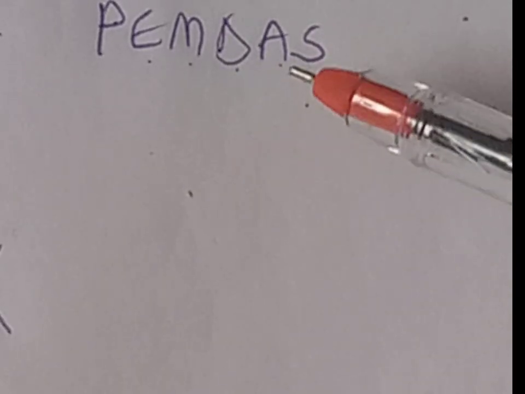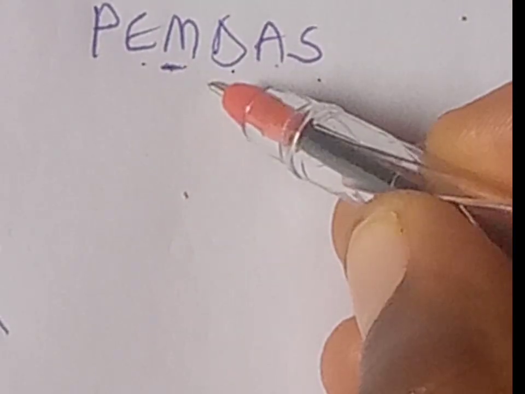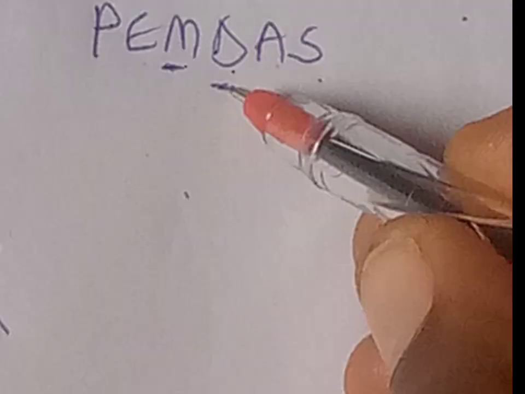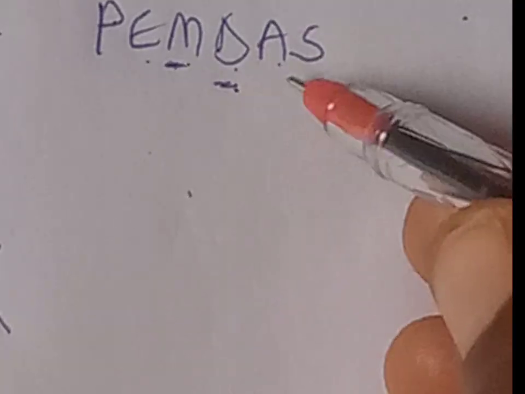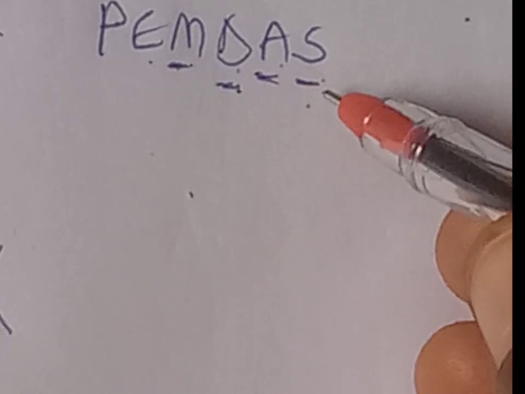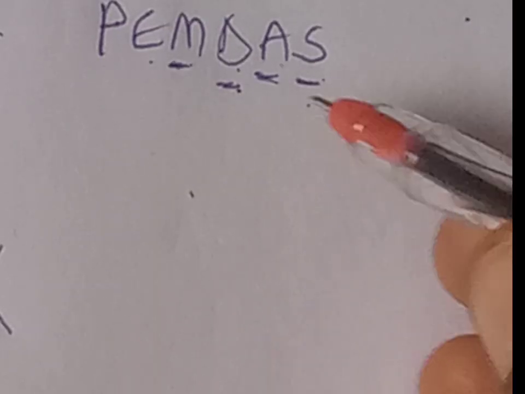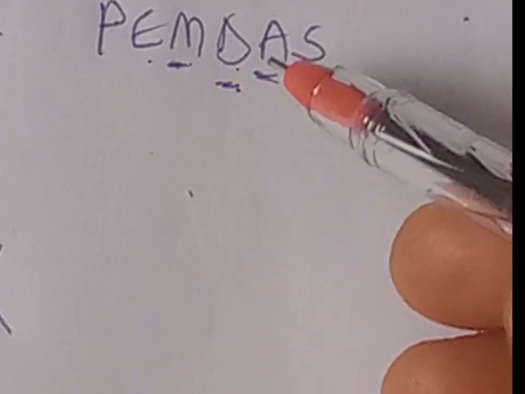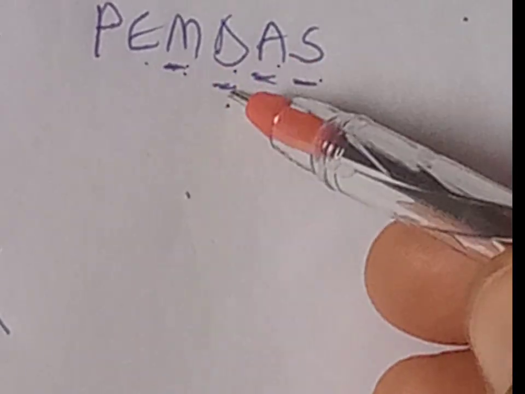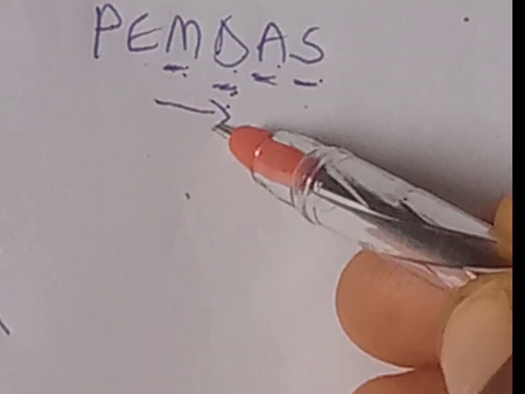One thing many students don't realize is that multiplication and division are equal. Both are equal. They are of the same priority. Likewise, addition and subtraction, both are equal and of the same priority. PEMDAS does not mean that multiplication is always before division. It means multiplication and division are performed from the left to the right.